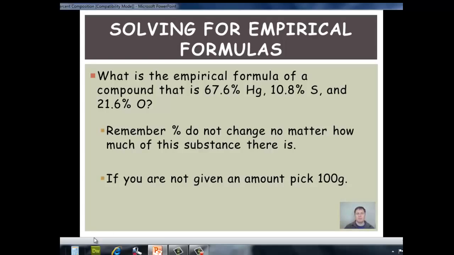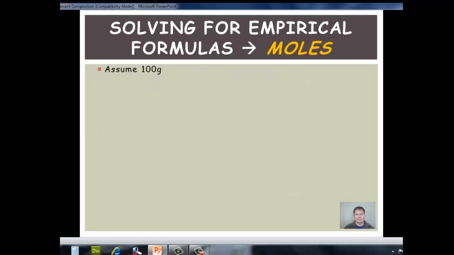So if this substance here is 67.6%, that means in 100 grams, 67.6 grams of it is mercury. So it makes it really easy. So if you're not given grams, assume it's 100. If you're given grams, then you're gonna have to figure out, well, what is 67.6% of 32 grams or whatever. But if they don't give you, assume it's 100. Okay, this allows you to change the percentages to grams. Makes it really nice and easy.